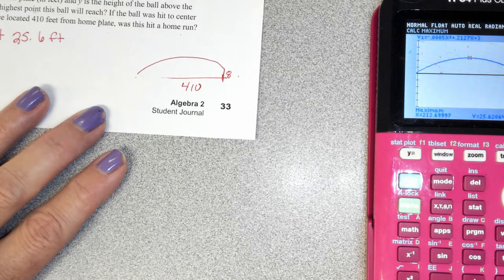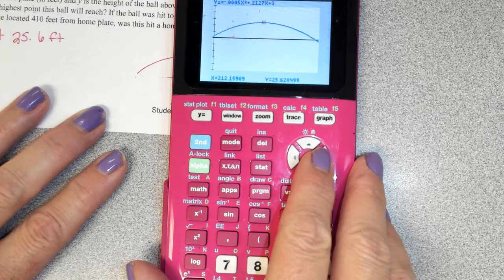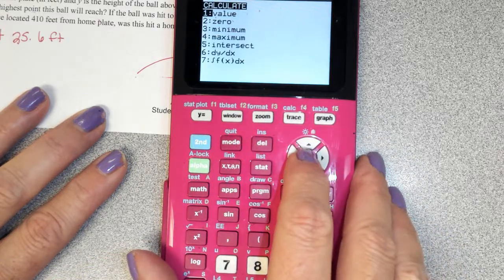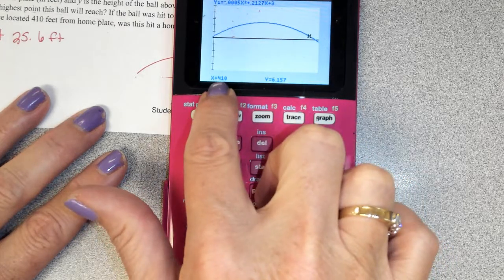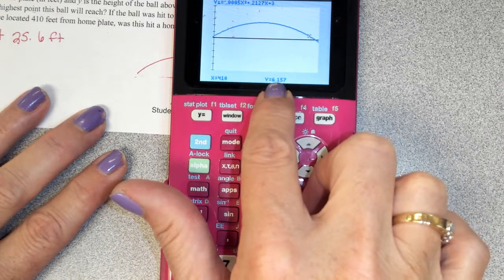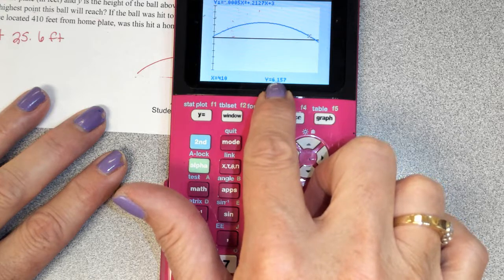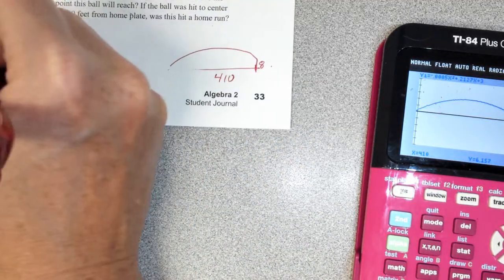How can we figure it out? Trace? Okay, trace. Second trace? Value. Okay. I like it. So he's saying then, at 410 feet out, how high is the ball? So the answer is no, isn't it? It's not going to get over the fence. It's going to hit the fence. In fact, probably some outfielder would just reach up their hand and it would be an out rather than a home run. So no.